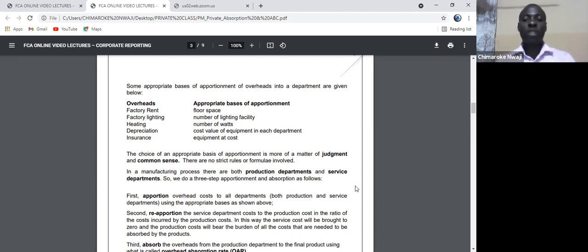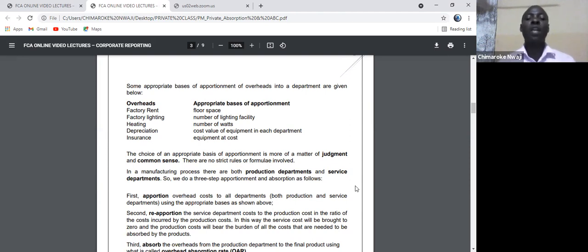One thing you should know is that the production departments are directly involved in the production of the products. And so it is their cost that matters. But what about the service department? They are not directly involved in production, but they render useful service to the production department. So the service departments are indirectly absorbed into the product.